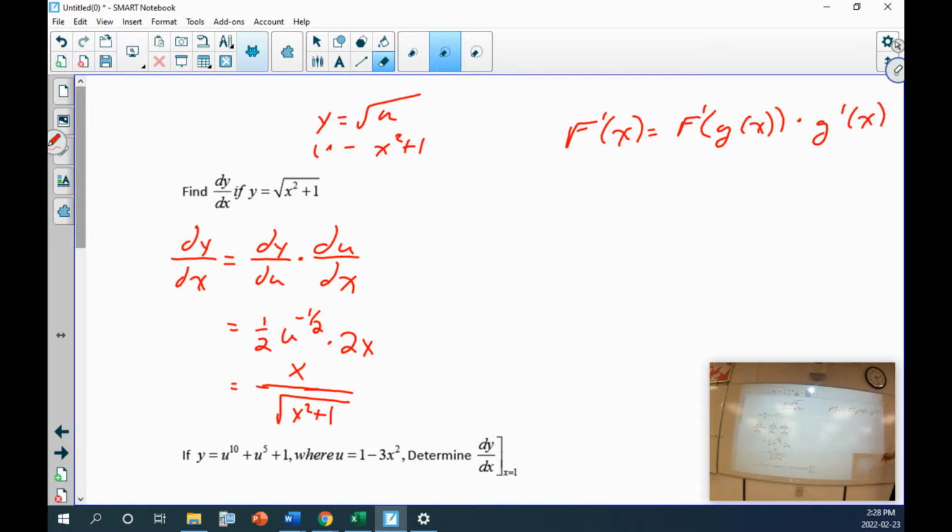What is the derivative of x squared plus 1 to the 1/2? So do the outside function, 1/2 x squared plus 1 to the negative 1/2. So the derivative of the outside function times the derivative of the inside function. And we end up with the same thing.